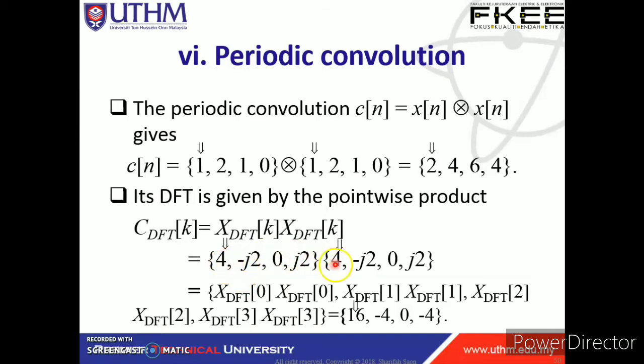So 4 times 4 is 16. Negative j2 multiplied with negative j2: j to the power of 2 is negative 1, and 2 times 2 is 4, so we will get negative 4. 0 times 0 is 0. j times j is negative 1, so we will get negative 4. So this is the C DFT k signal.